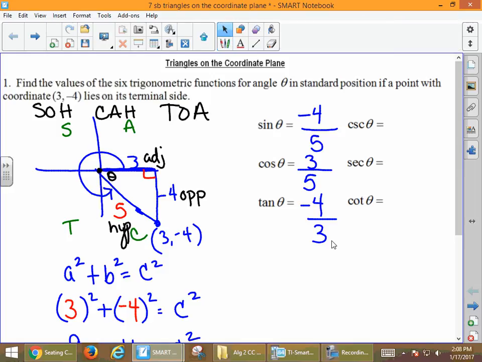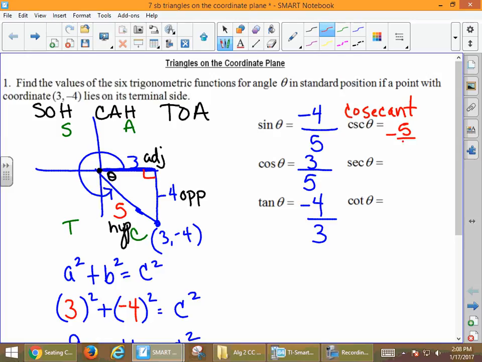But what we have over here to the right are the reciprocal functions to sine and cosine and tangent. The first one is cosecant, C-O-S-E-C-A-N-T. And the cosecant of theta, again, is the reciprocal of sine. So we know our sine value is -4/5, which means that our cosecant value is going to be -5/4. We took the reciprocal of that fraction. The numerator became the denominator, and the denominator became the numerator.